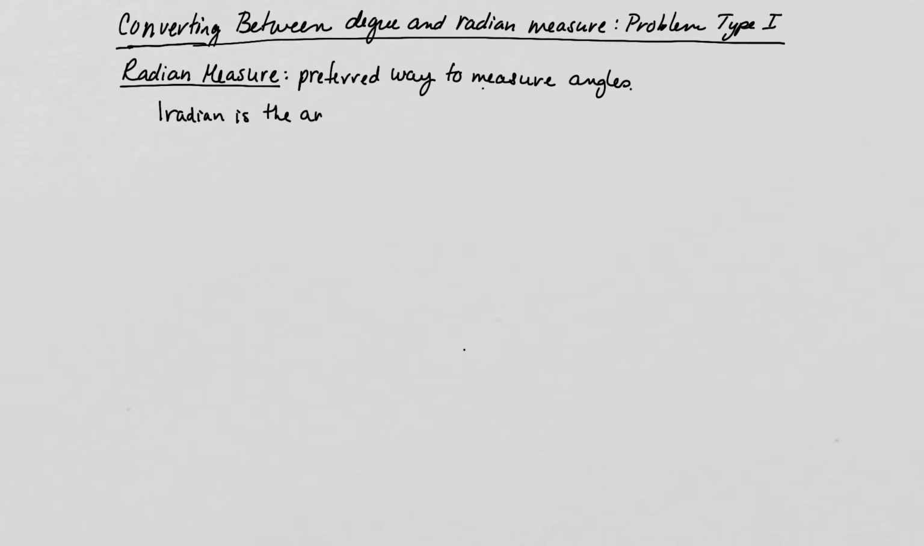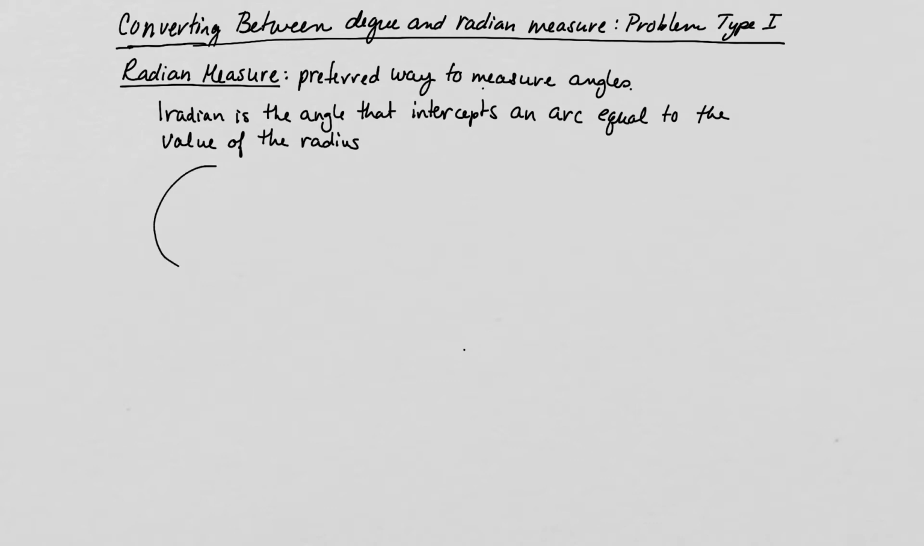So radian measure is the preferred way to measure angles. And the thing that happens with radian measure is 1 radian is the angle that intercepts an arc equal to the value of the radius.